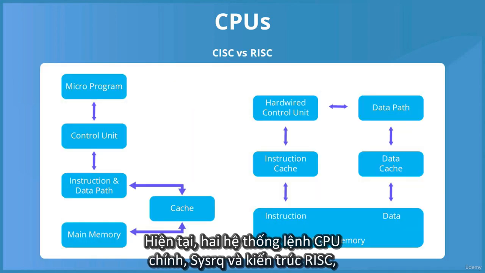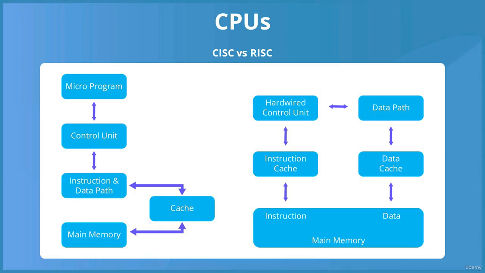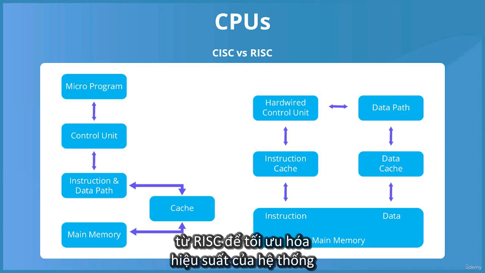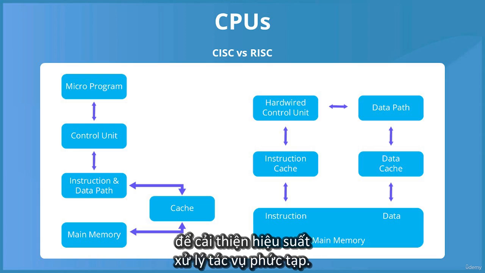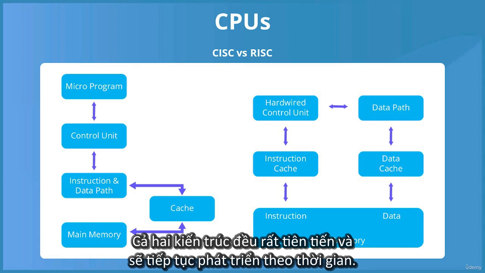Currently, the two major CPU instruction systems, CISC and RISC architectures, are both taking advantage of each other's strengths and weaknesses and moving toward convergence. You see, CISC borrows ideas from RISC to optimize the efficiency of the instruction system, while RISC introduces enhanced instructions to improve the efficiency of complex task processing. So therefore, there's really no need to be overly concerned about the differences between CISC and RISC. Both architectures are very well advanced and will continue to evolve over time.